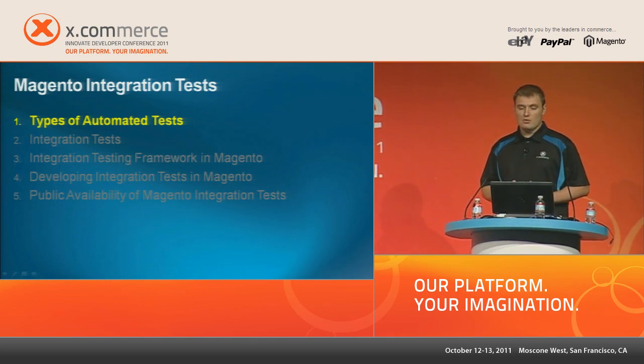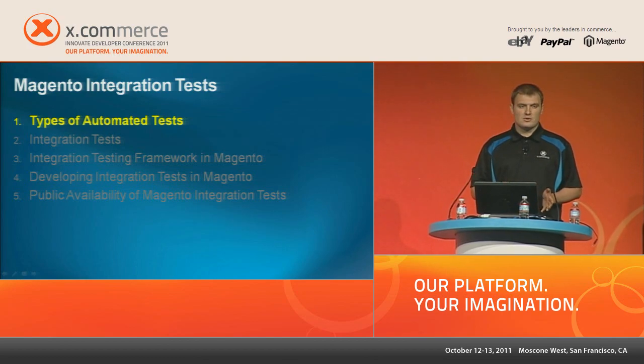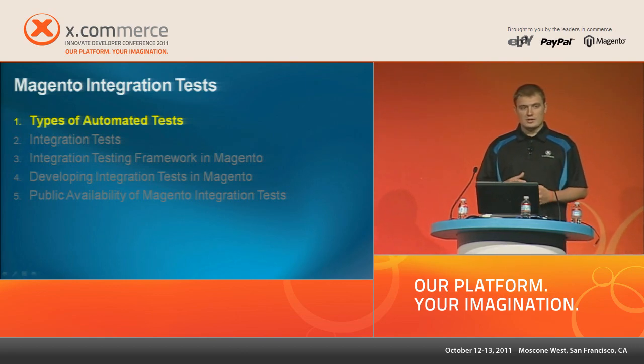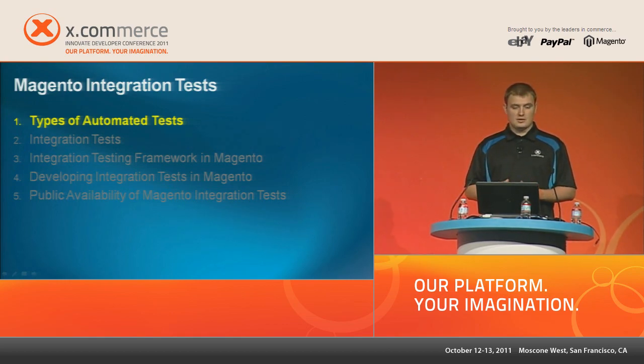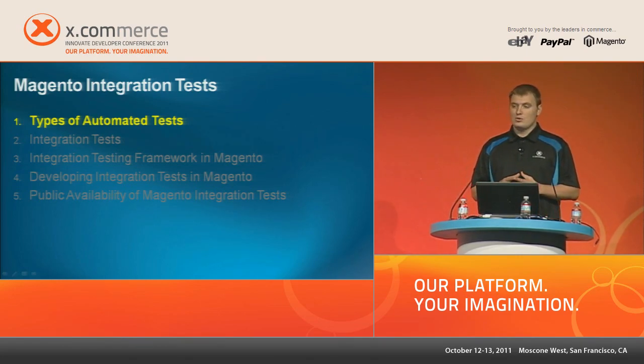We'll start from an overview of automated test types. We'll review what the goals of them are and how they are different. Then we'll stop by integration tests in more detail. I'll demonstrate how to use the integration tests and how to run them. Then developers who are interested in developing them may find useful an explanation of how the framework of integration tests is designed. And finally, we'll see where to get Magento integration tests and their documentation.